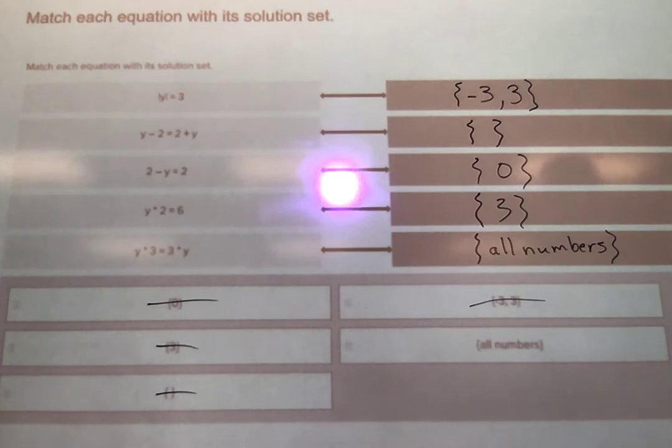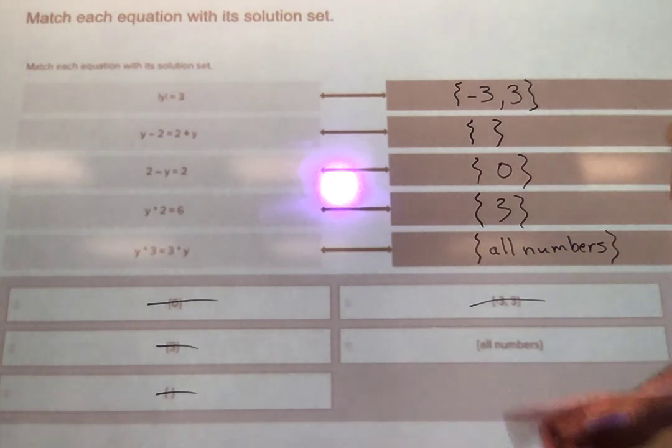So when you understand those properties and how math works and some of these math structures, it makes it a little bit simpler to find the solution sets that would satisfy these conditions and make these true.